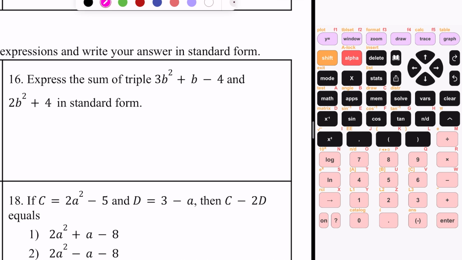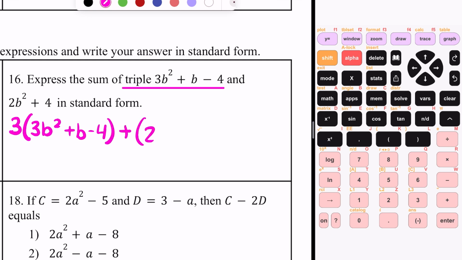All right, so hopefully you tried this problem. This problem says express the sum. The word sum means to add. We are adding the triple of this. If you're tripling something, you're doing 3 times it. So 3 times b squared plus b minus 4, and you're adding it to 2b squared plus 4.